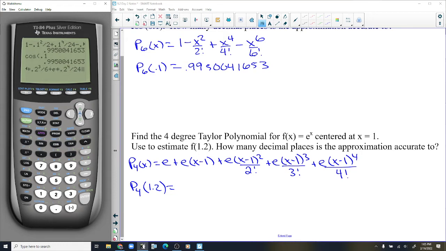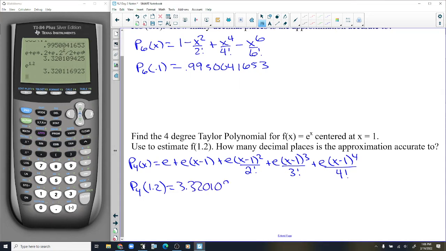That's it. Now, let's test to see how many decimal places we're off. E to the 1.2 is 3.320109425. How many decimal places? 1, 2, 3, 4. We're accurate to 4 decimal places.